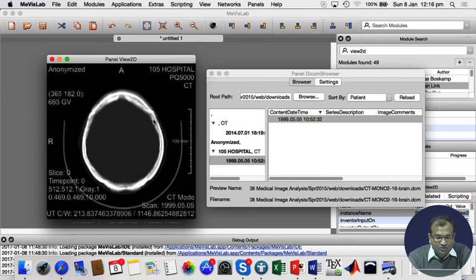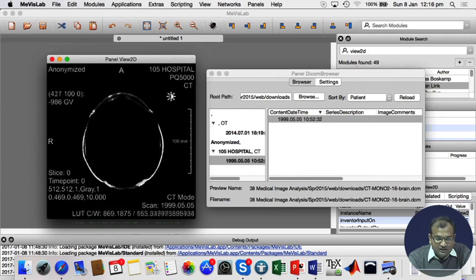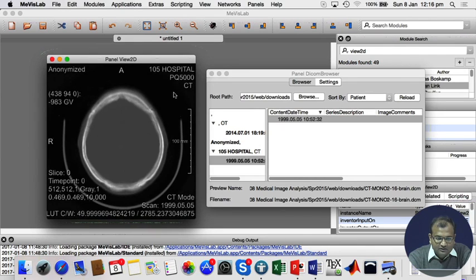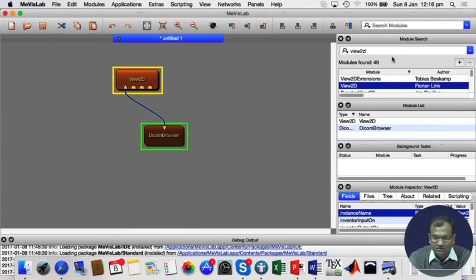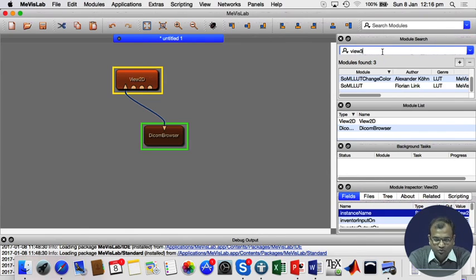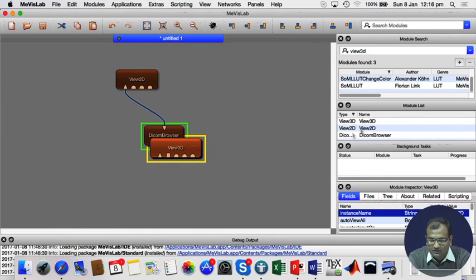Based on whether I want to look into the bones or into the brain over here, I will be adjusting it. I wanted to look more into the contrast between the bones, so that's why I was doing it like this. This is one very intuitive way of looking into 2D and 3D kind of images, which you can really make use of. Say I want to look into a 3D, and the other DICOM which I have, so I would replace this 2D with a View 3D module. So this is where it gives me a View 3D.